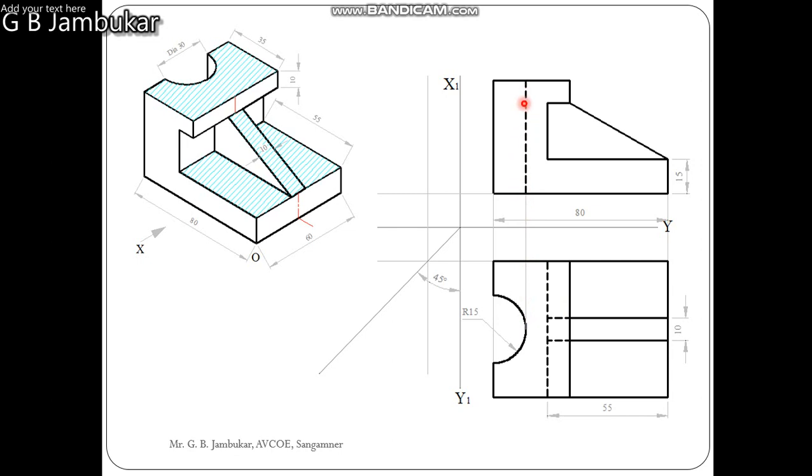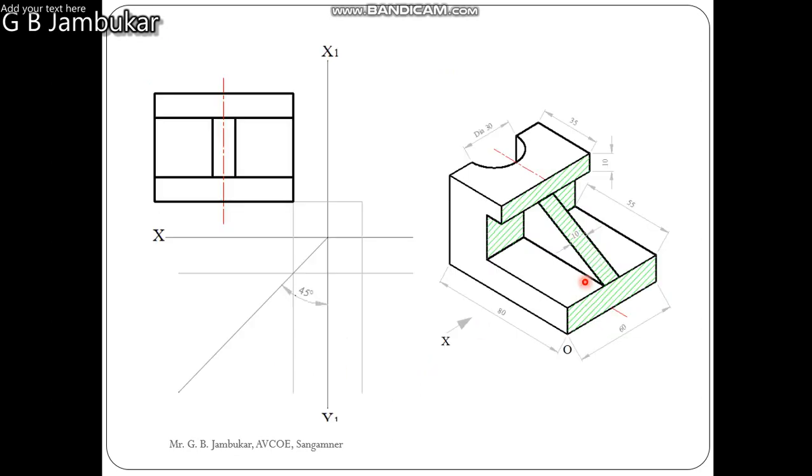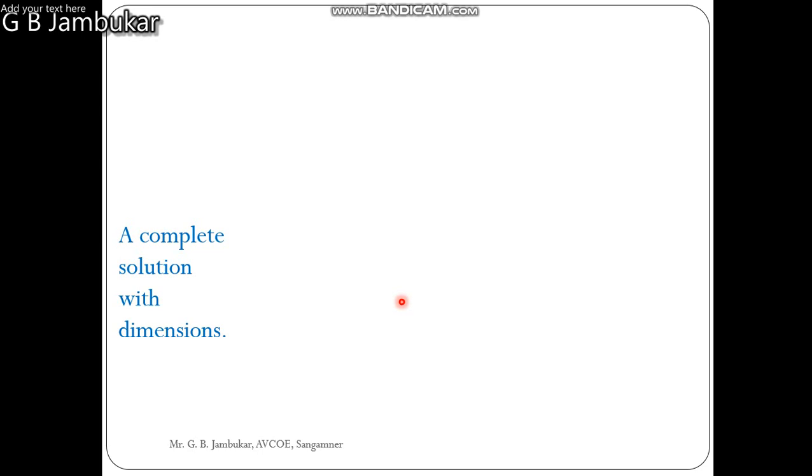hidden line in the front view, and in the top view we observe some part of the rib which is up to here, and back below this extended portion there is also some rib which is shown by the hidden line in the top view. So these hidden line drawings are important. Then the side view will be over here. Okay, now the complete solution.